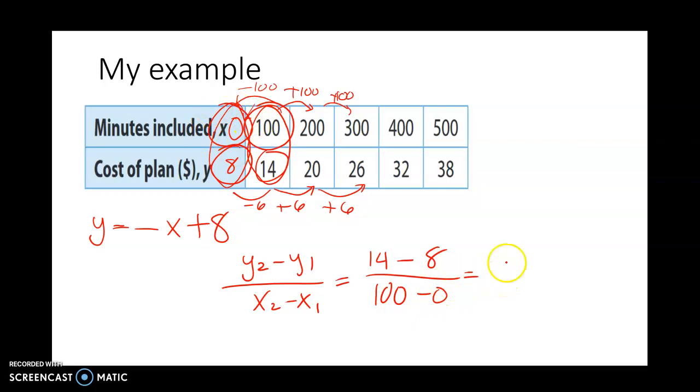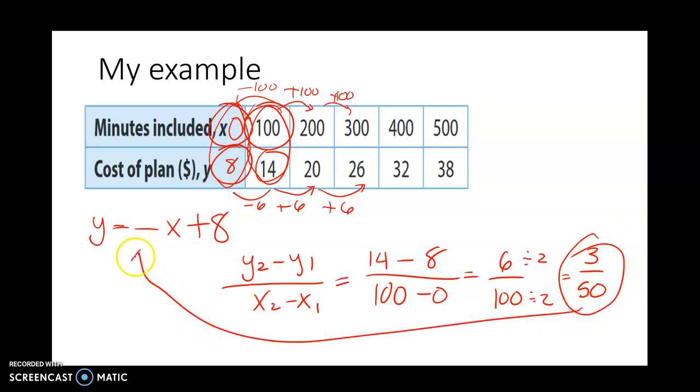14 minus 8 is 6. 100 minus 0 is 100. So now I have 6 over 100. I can divide both of these by 2, and I get 3 over 50. That's as small as I can make it. And so that is my slope, which goes right at the beginning of that equation. So I have 3 over 50, final answer.